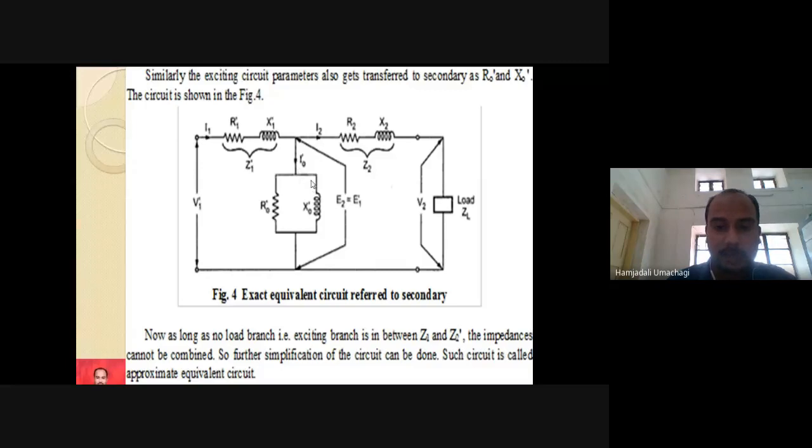And if I shift this magnetizing branch to the source V1 dash, then you can see that R1 dash and R2 will appear in series. Similarly, X1 dash and X2 will appear in series. If you move this entire branch to the source, then R1 dash plus R2 will become a series combination. So, to make the calculation easier, we are shifting the magnetizing branch to the source side. That updated circuit diagram I can call the approximate equivalent circuit.